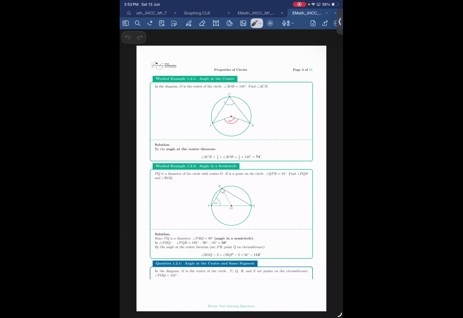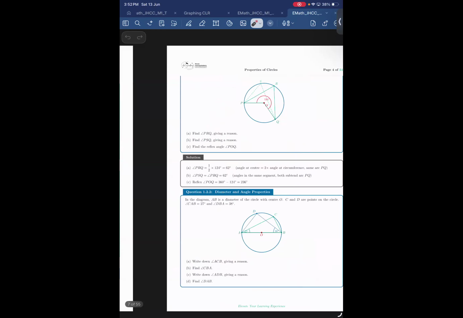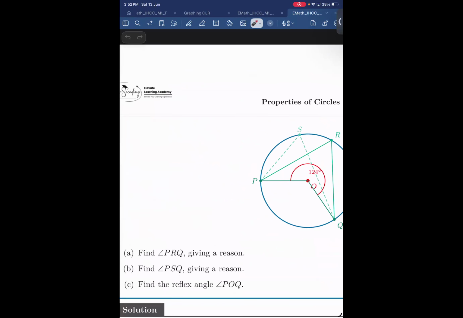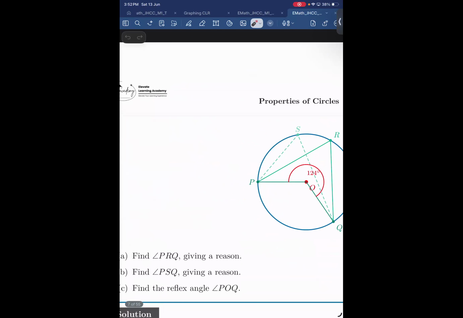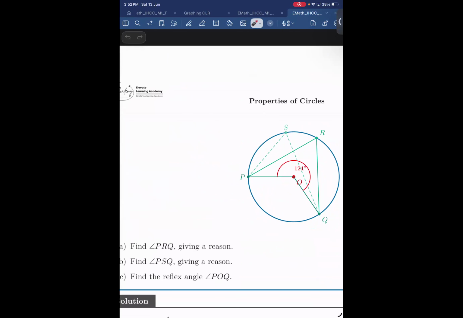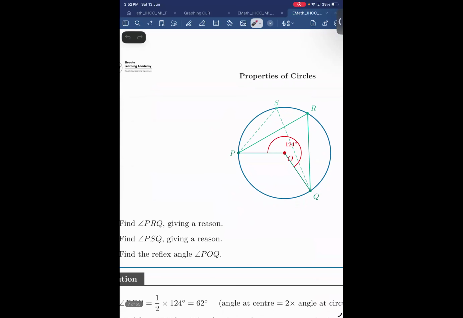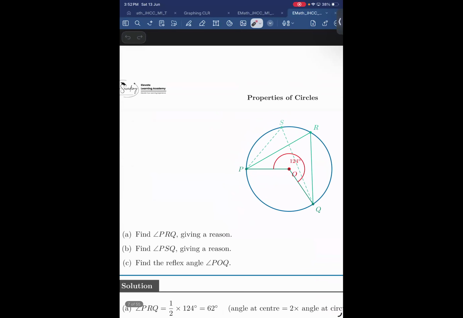So for this question, the 124 definitely looks a bit off. I'll change that. You have to find angle PRQ. The angle PRQ is here. Notice POQ and PRQ: angle PRQ is the angle at circumference, and the angle at center is twice the angle at circumference, so it's just half, 32 degrees. I have marked 32 degrees.